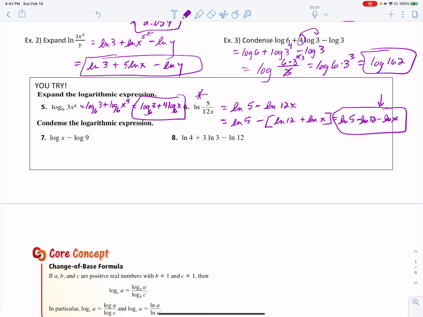It is very common to miss the sign on the minus natural log of x and not have that as a difference.